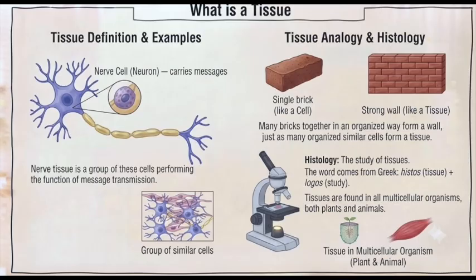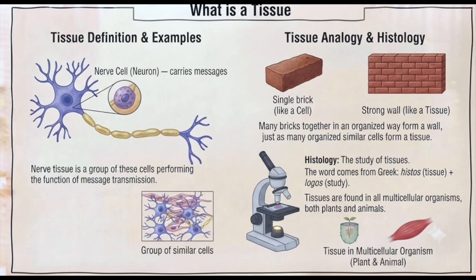Your body is made of trillions of cells, but cells don't work alone. They work in teams. A tissue is a group of similar cells that have a common origin and perform a common function. For example, all the cells that carry messages in your body work together as nervous tissue.